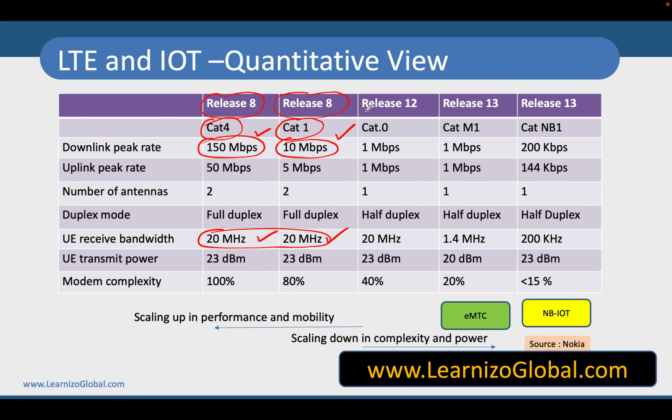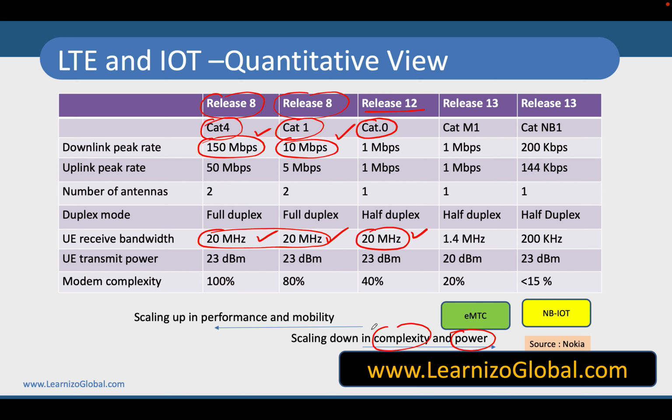In release 12, we introduced another category of handset called category 0, and this category 0 also has a UE receive bandwidth of 20 megahertz. That means the user still needs to understand 20 megahertz of bandwidth. That means the user device has to be very complex and will consume a lot of power.